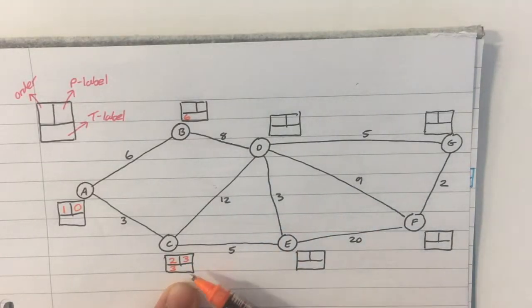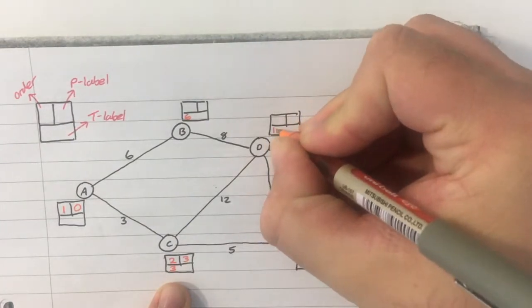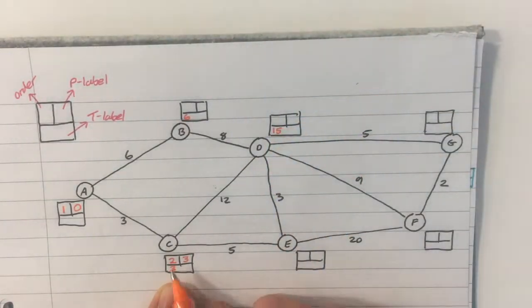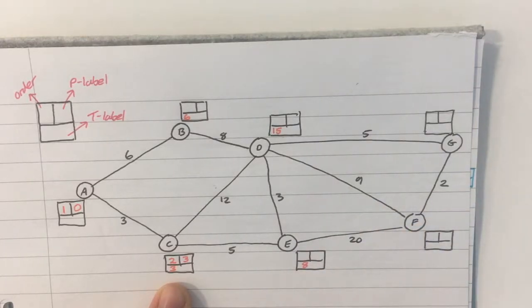Now that I've made that one permanent, I update the adjacent nodes. And I keep repeating that process until I get to G. Update the adjacent nodes. 3 plus 12 is 15, so 15 gets put in that temporary label. 3 plus 5 is 8, so an 8 gets put in that temporary label. Now that I've updated the adjacent nodes, I zoom out.